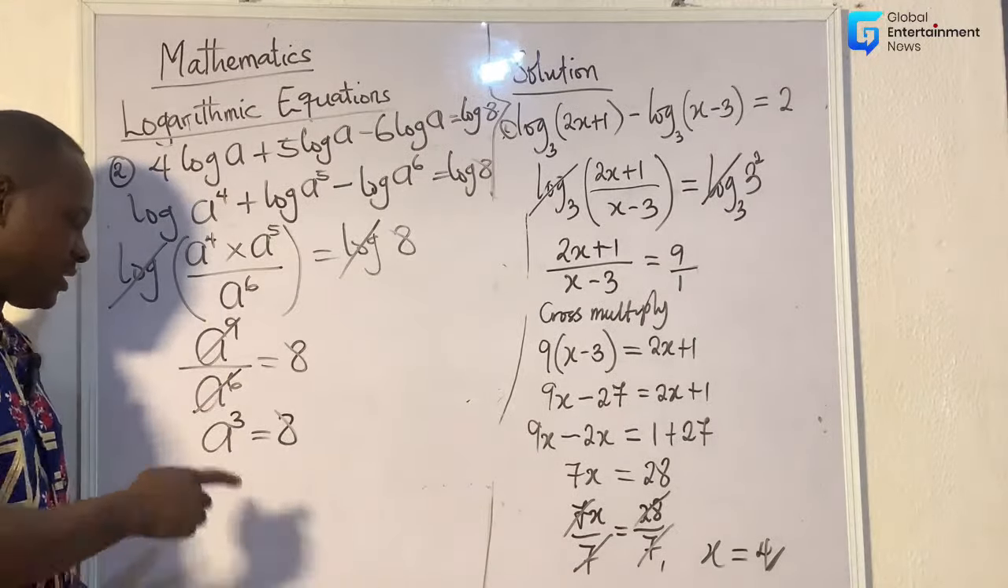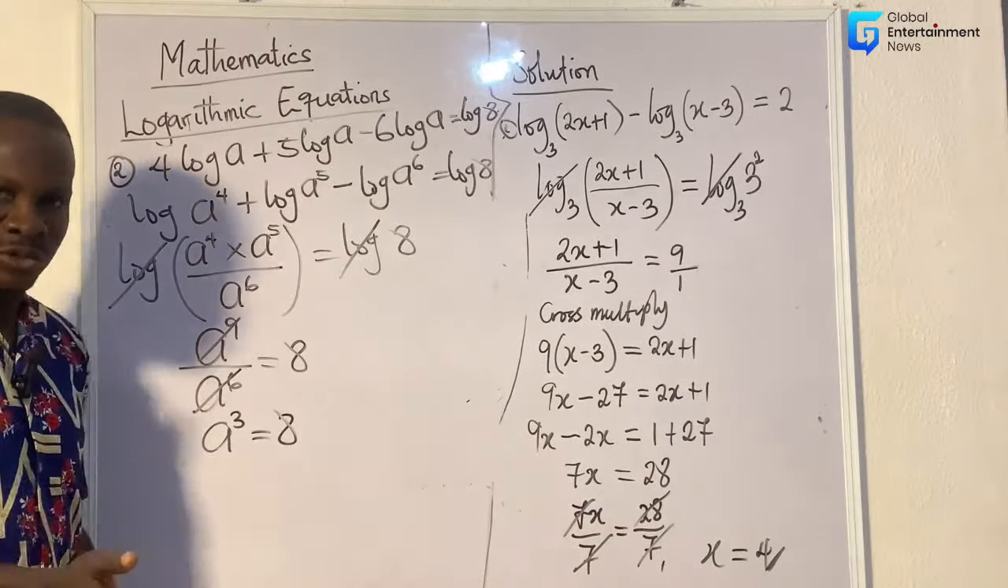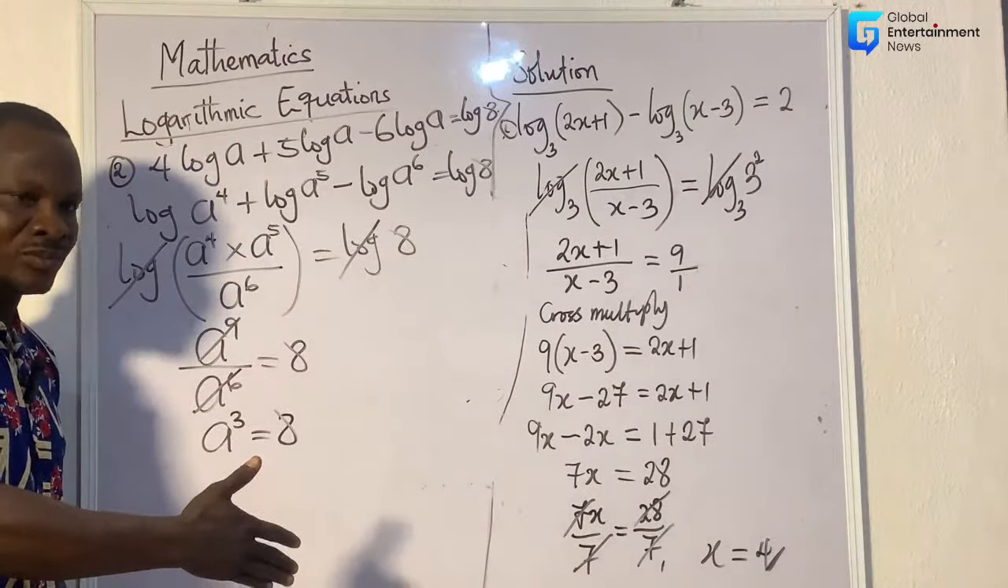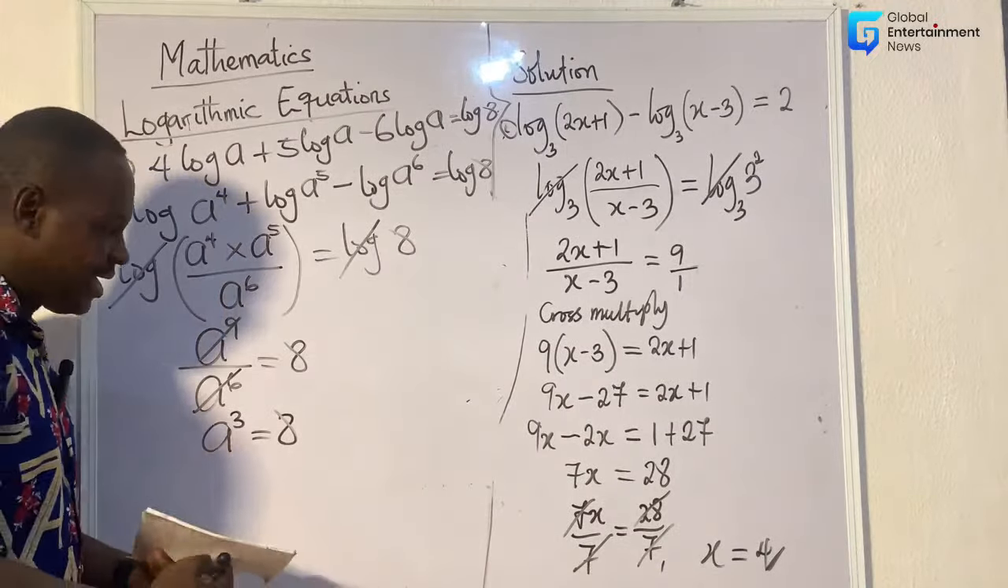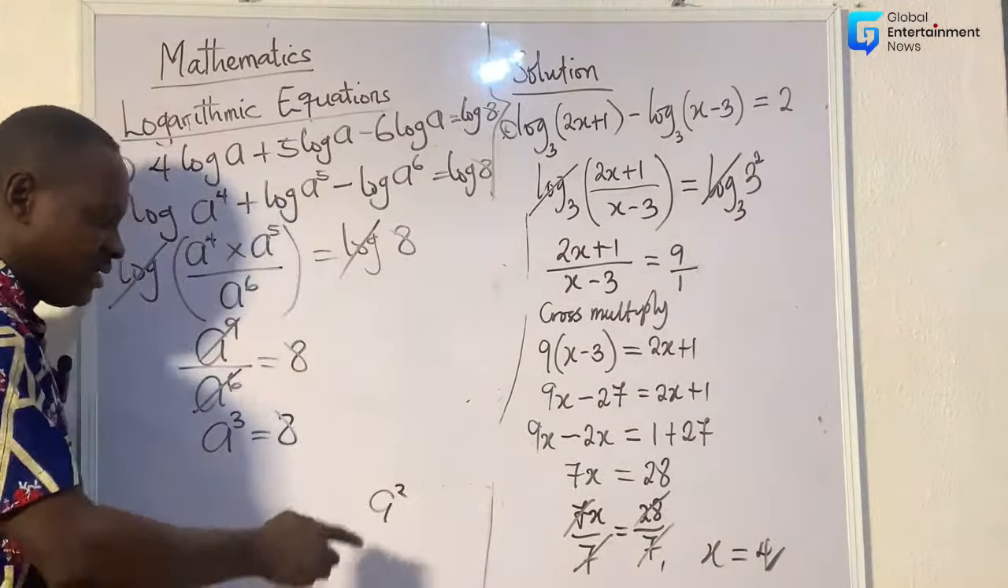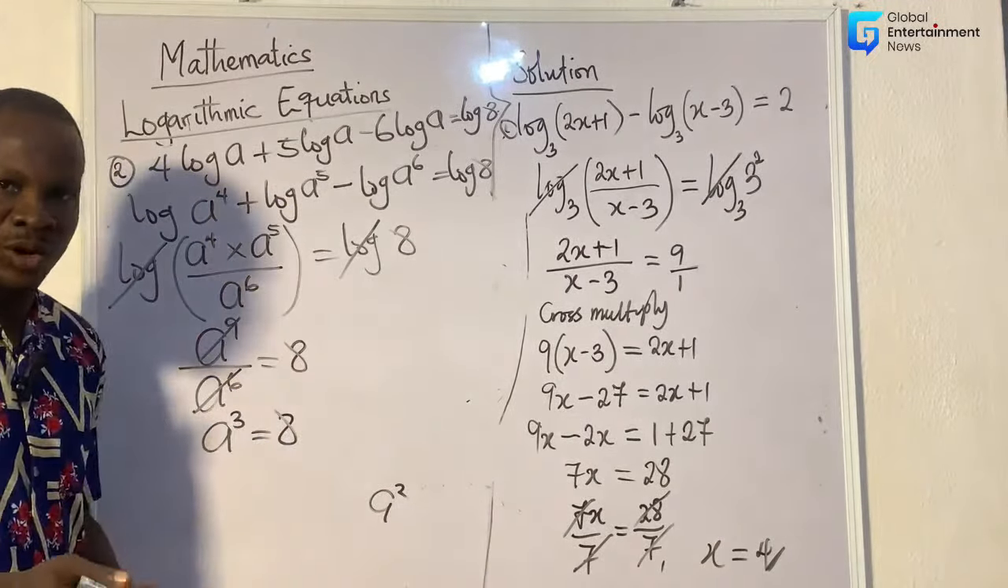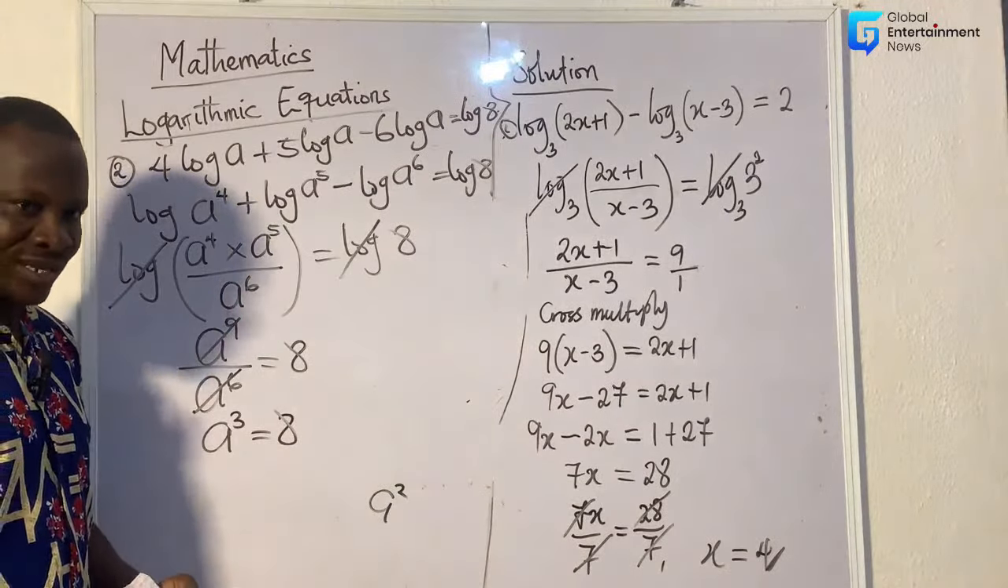So I have to what? In order to remove this cube, I'm going to use cube roots. If I'm looking for A and what I have is square, in order to remove this square, I'm going to use square root. Do you understand?